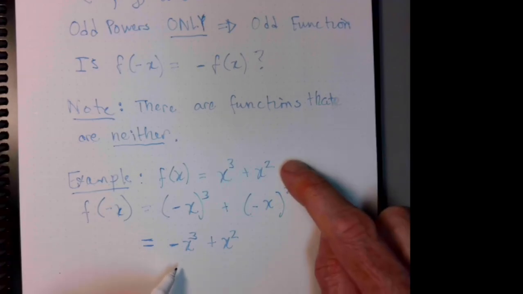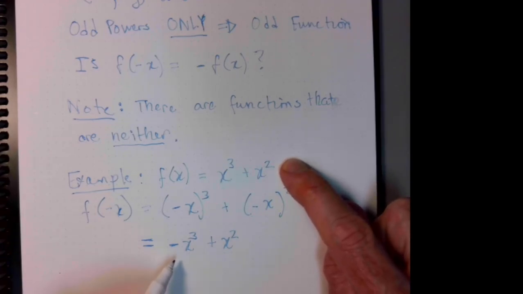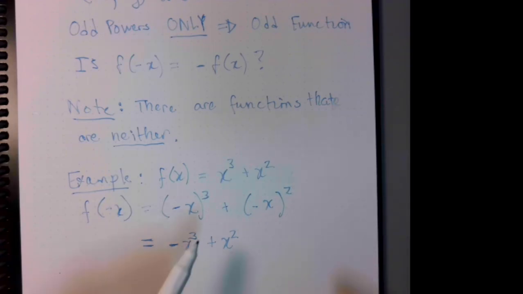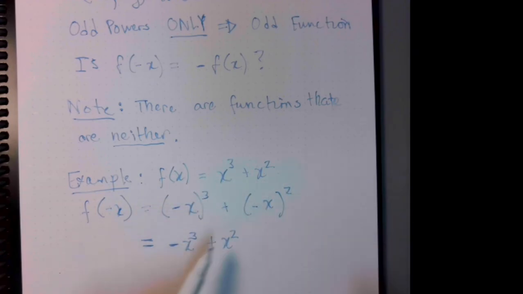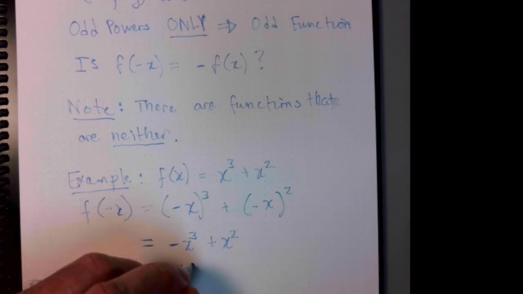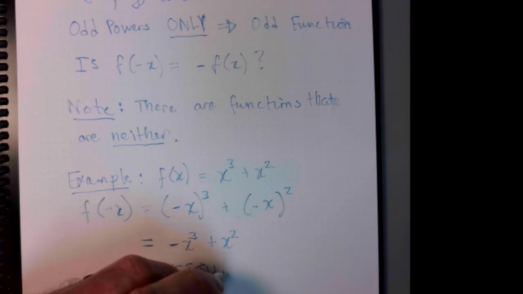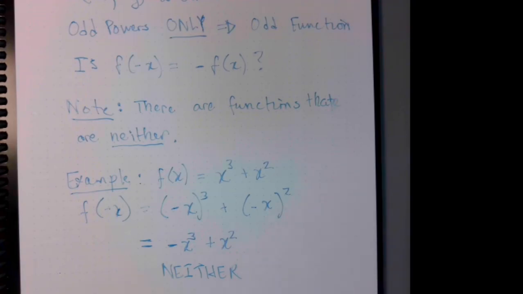So this is not equal to f of x because f of x doesn't have a negative out here. And it's not equal to the opposite of f of x because the opposite would have both negatives. Only one of the signs changed. So this is neither even nor odd. So keep that in mind.